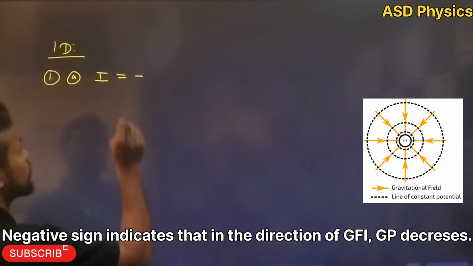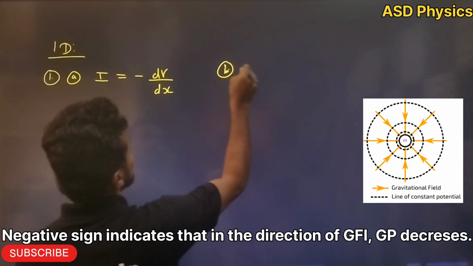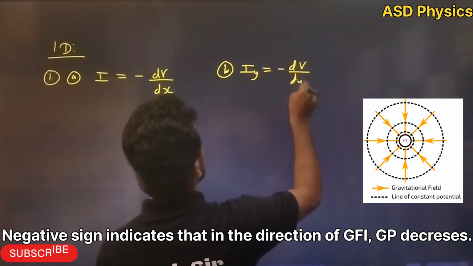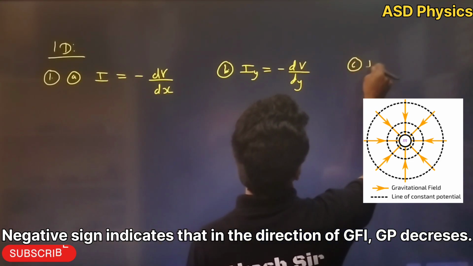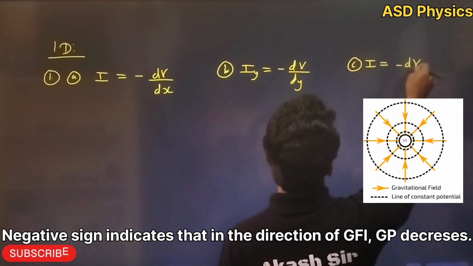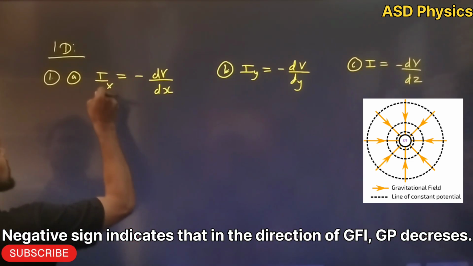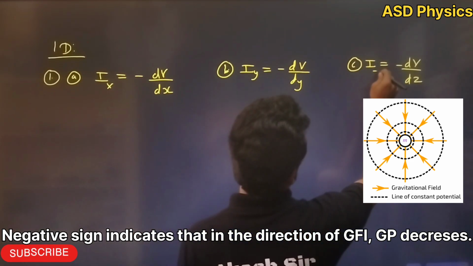Let's take the formula for 1D. So here, this I equals what I told you, minus dV by dr. But if we want to write in the x direction, then it becomes minus dV by dx. Similarly, in the y direction, Iy equals minus dV by dy. Similarly, in the z direction, I equals minus dV by dz. And you can use the suffix also, like this.